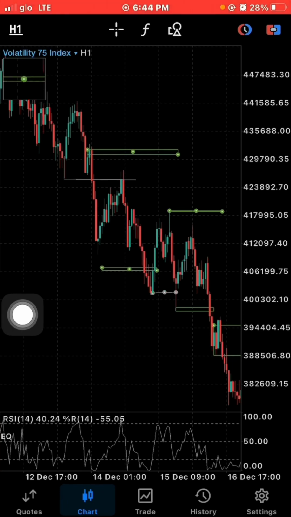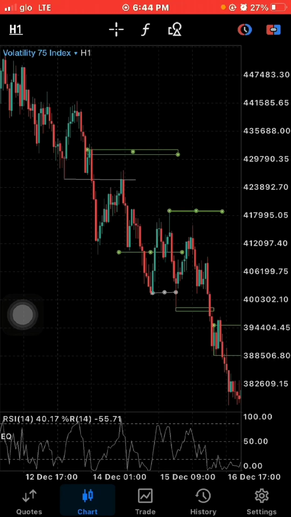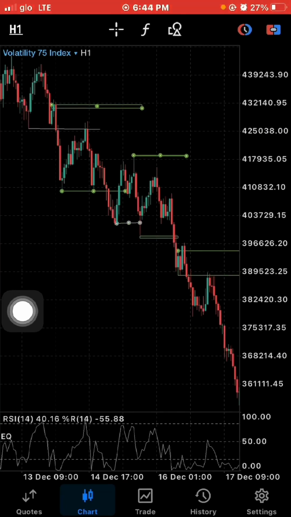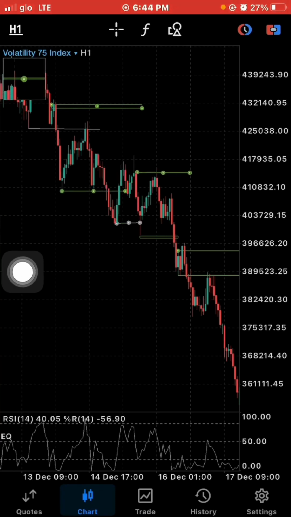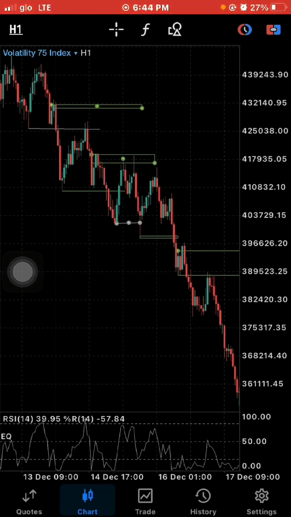But as soon as price takes out this low here, this one here, you take your profit. And you now wait for price to return to the supply zone again, which price did here. Price returned to the supply zone.